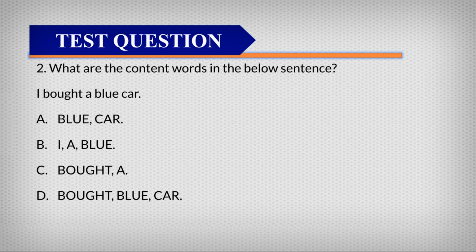Question 2. What are the content words in the below sentence? I bought a blue car. A. Blue car. B. Blue. C. Bought. Or D. Bought blue car. The correct answer is D. Bought, blue, and car. I'm sure you now understand the concept of stress timing.